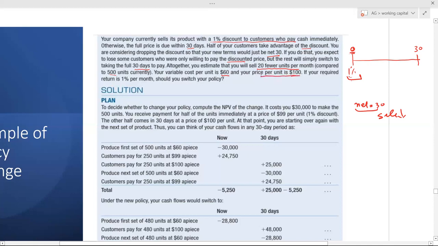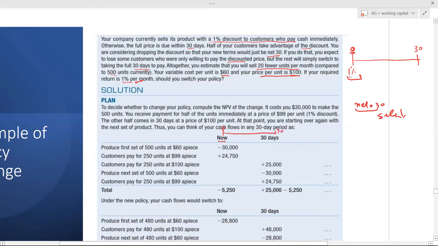Okay, so this is cost, this is price. If your required return is 1% per month, should you switch to your new policy? It means that all the information is given in month terms. First of all, we need to see now and 30 days. So this is 0 and this is 30 days.